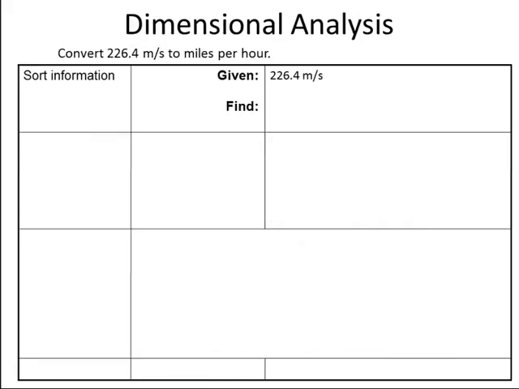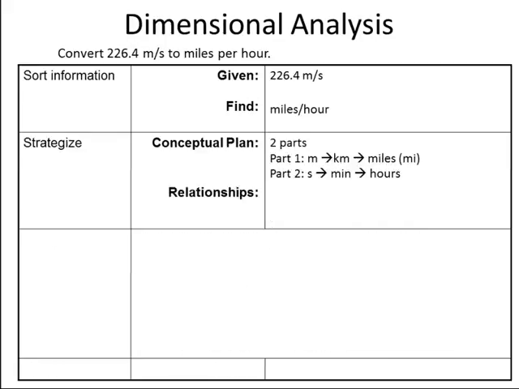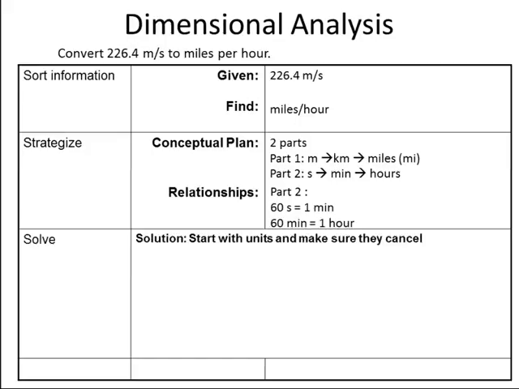So I'm going to start with the same information I had before. Right? I've got the same conceptual plan, except now I'm going to deal with part 2. So I'm going to go seconds to minutes to hours. So relationships, 60 seconds equals 1 minute, 60 minutes equals 1 hour. Let me solve. Remember, I'm going to start with units and make sure they cancel. So for part 1, I'm going to have miles over seconds. That's the units I ended up with from part 1.